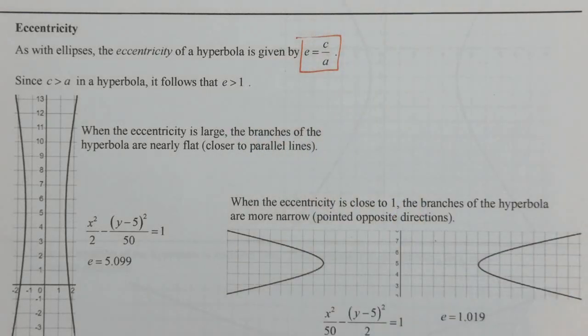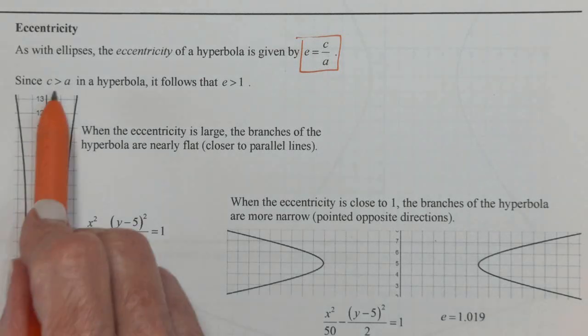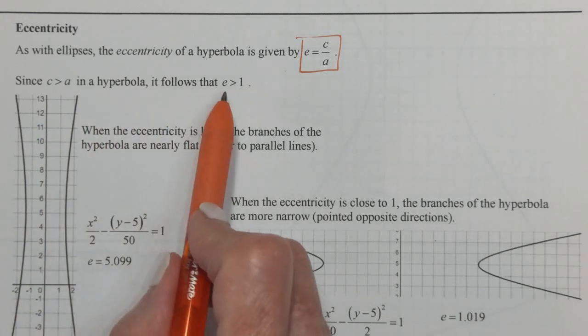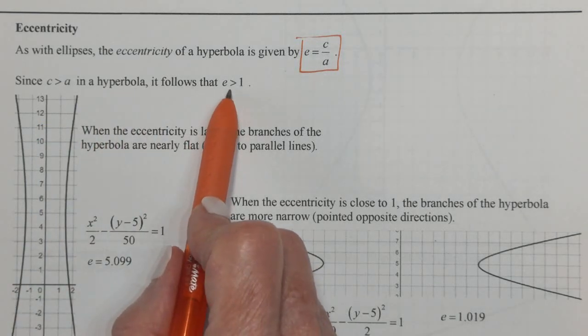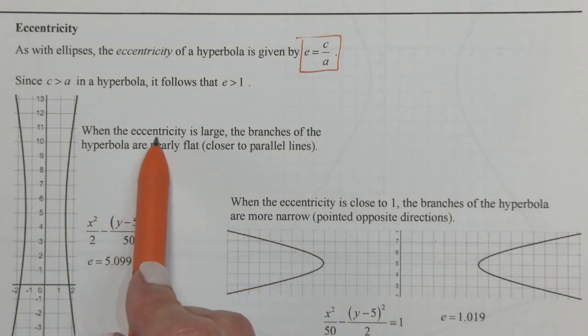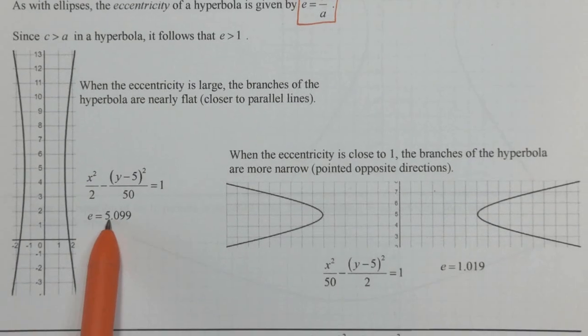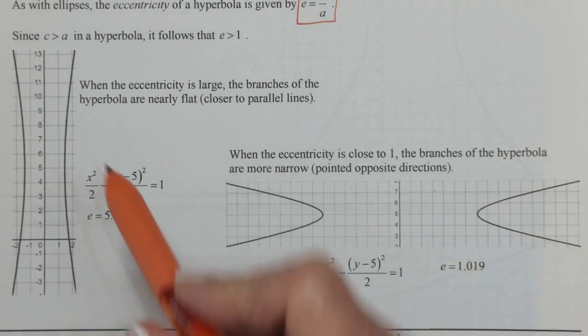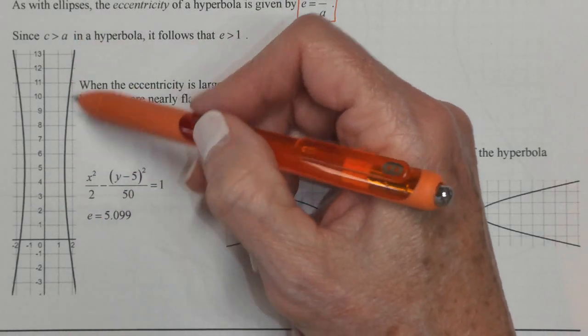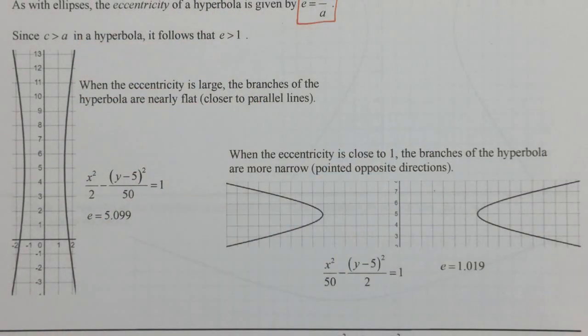Alrighty, eccentricity. As with ellipses, the eccentricity of a hyperbola is still given by c over a. Since c squared is a squared plus b squared, c is always bigger than a in a hyperbola. So e, the eccentricity, will be bigger than 1 for a hyperbola. When eccentricity is large, here a little over 5, the branches get flatter and flatter. They get more similar to parallel lines. They're not, but they are looking more along that.